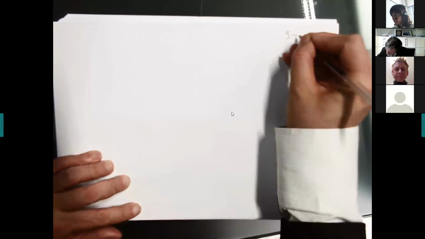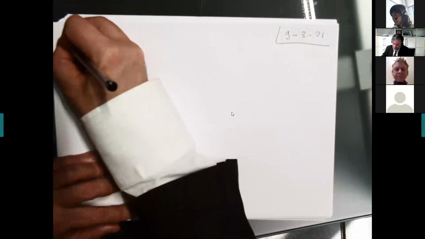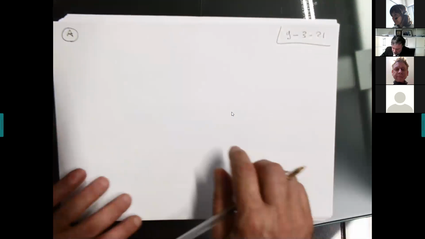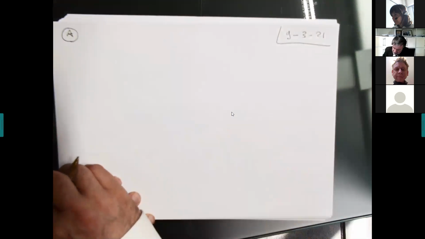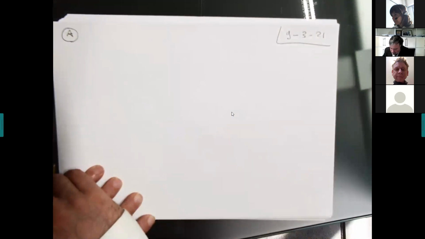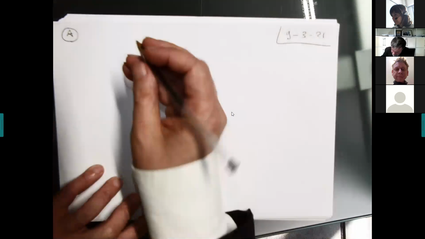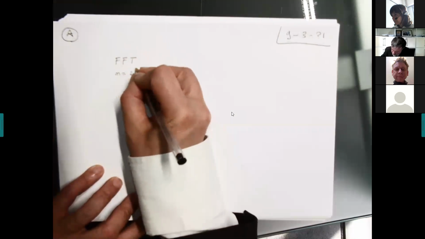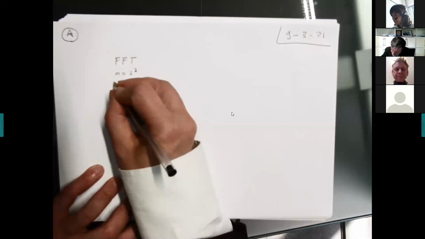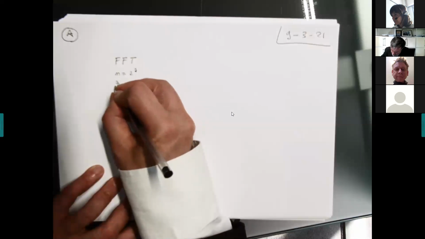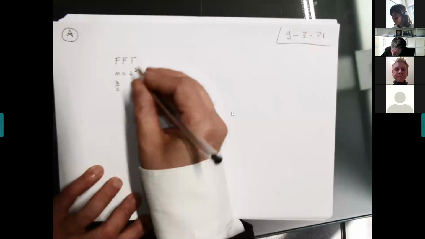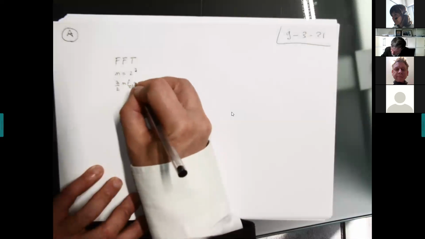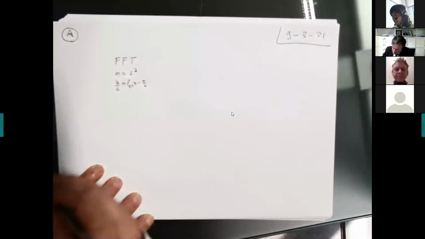So let's start. We recall that we have worked and we have understood the complexity of the fast Fourier transform, FFT, when n is a power of 2. In this case, the complexity is 3/2 n log 2n minus n/2 operations.